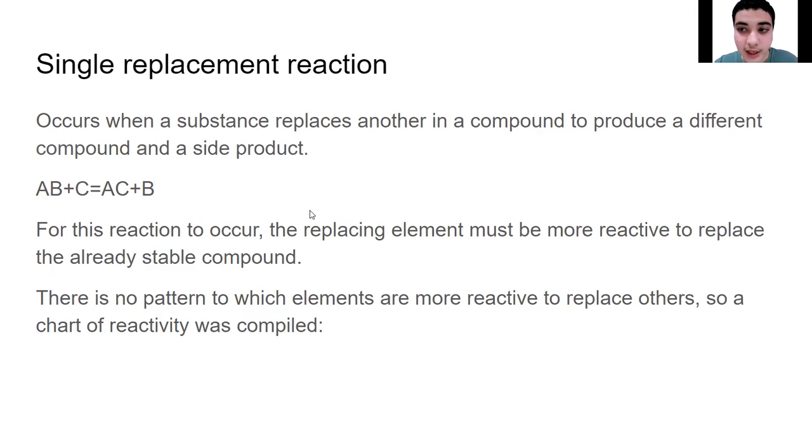Okay, single replacement reaction. A single replacement reaction is when you have a compound and an element replaces one element in that compound. Usually it's an ionic compound, so a metal replaces a metal, but it can also be a non-metal replacing a non-metal within the ionic compound. It can also work with covalent compounds, but the general formula is AB plus C equals AC plus B. For this reaction to occur, however, the reacting element must be more reactive than the original element to replace it. We won't get into much detail in this video, as this is a more general reaction video.